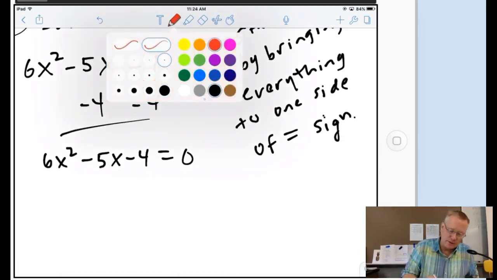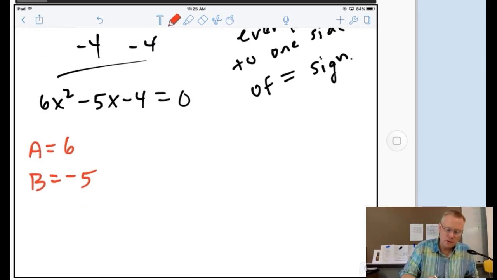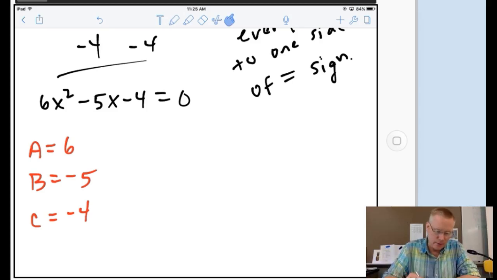All right, now that I've got that, I can start. I'm going to identify what A, B, and C are. Remember, A is what's in front of the x squared, which is 6. B is what's in front of the regular x, which is negative 5. And C is your constant term, the regular number, which is negative 4 in this case. Then I'm going to plug everything into the quadratic formula.